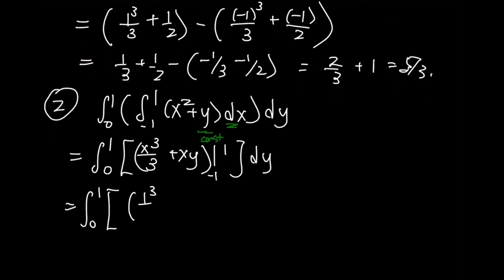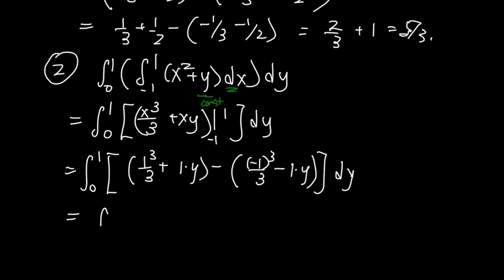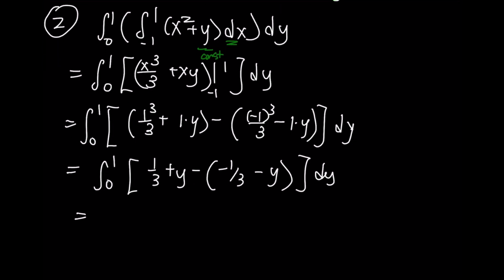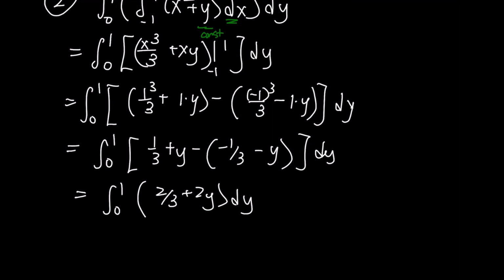So we'll have 1 cubed over 3 plus 1 times y, subtract -1 cubed over 3 minus 1 times y. Simple integration, we'll get 1/3 plus y, subtract -1/3 minus y. This is going to give us an integral of 2/3 plus 2y, and just like we expect, we've removed all the x dependency by integration. We should have only a function of y, which we do.